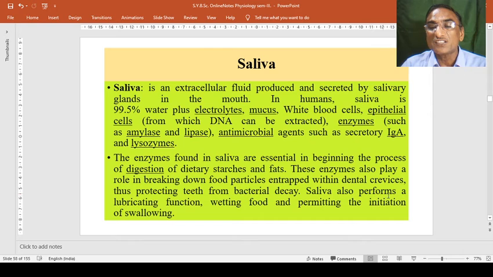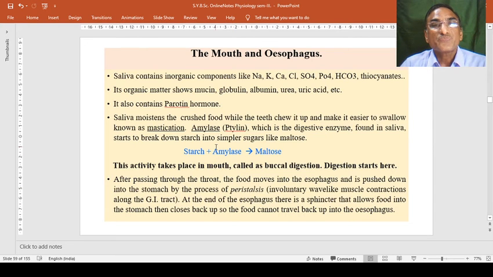Saliva also performs a lubricating function, wetting food and permitting the initiation of swallowing. Because the mucus is present, food swallowing becomes easy. And in the esophagus, there is only the passage of food. Next, the mouth and esophagus.